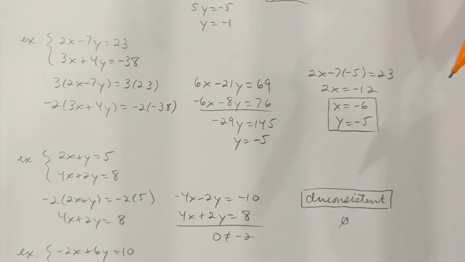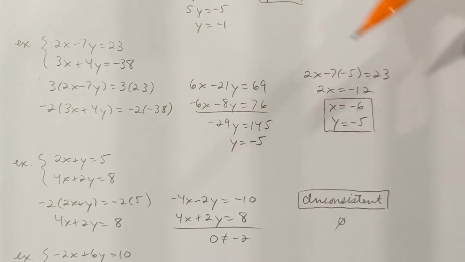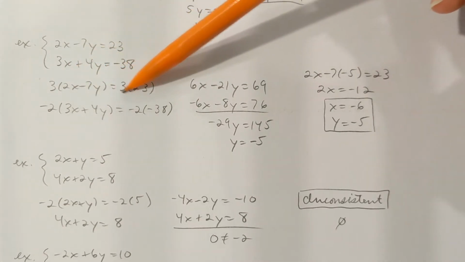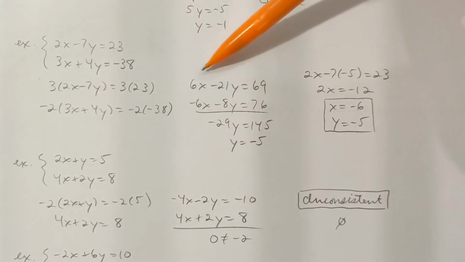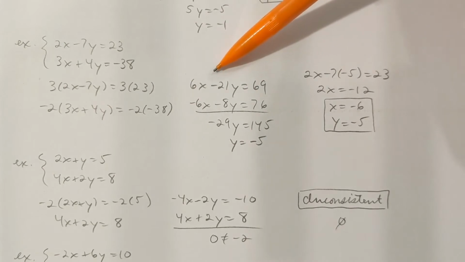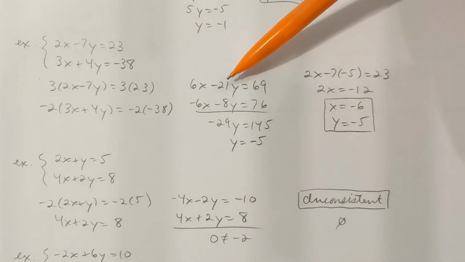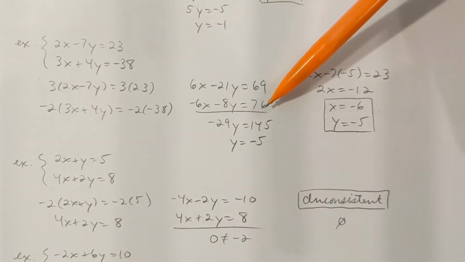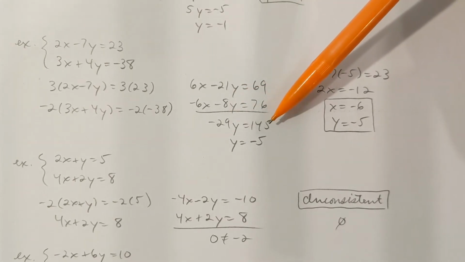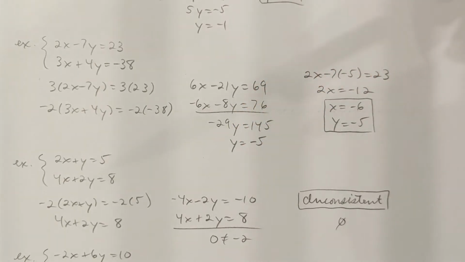Okay, here's another example. Sometimes you have to work with both equations in order to eliminate a variable. Like in this one, let's try to eliminate x again. If I multiply the top equation by 3 on both sides and then the bottom equation by negative 2 on both sides, then here would be those resulting equations. So when I add them together, 6x minus 6x is 0, negative 21y minus 8y is negative 29y, 69 plus 76 would be 145. If you divide both sides by negative 29, you'd get y equals negative 5.